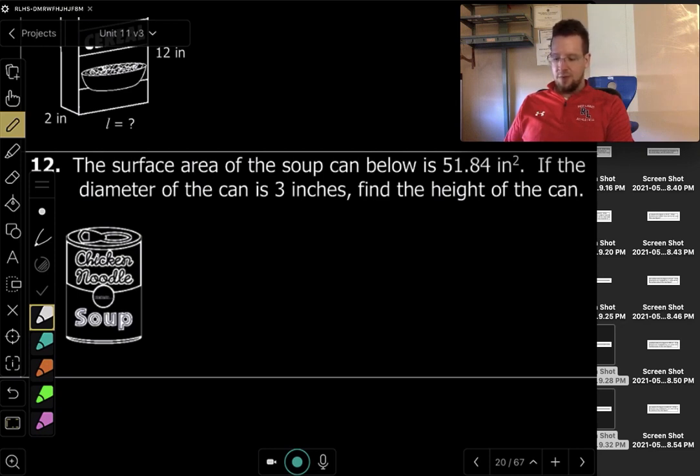So this first one we're going to be looking at the surface area, and let's say the surface area of the can of soup is 51.884 inches squared. Then we're told that the diameter is 3 inches. We need to find the height.